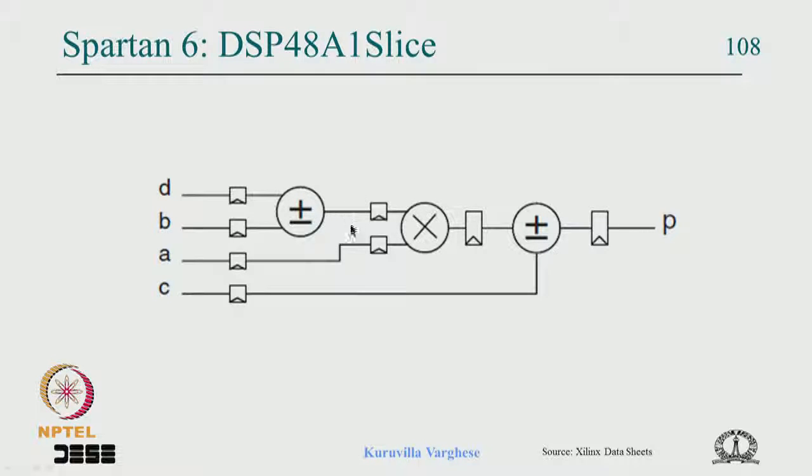18 plus 18 gives you an 18 bit result, which is combined with an 18 bit multiplier. This output can be taken out or taken to another adder, which is 48 bit. So this is sign extended and added with a sign extension, and that output is available. This helps in implementing DSP kind of algorithms, and this is called the DSP48A1 slice in the Spartan 6.